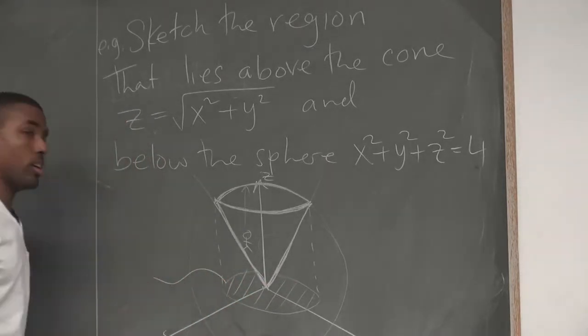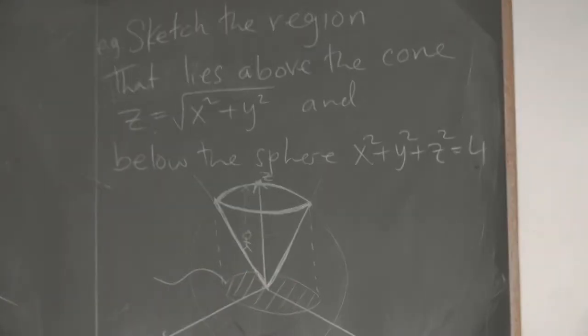What's its equation? The radius is equal to 2. No, why would it equal 2? The radius at the top of the cone isn't 2, because the cone and the sphere intersect at different points.